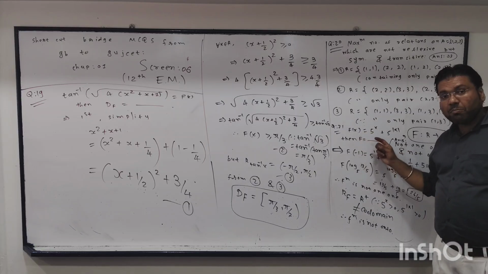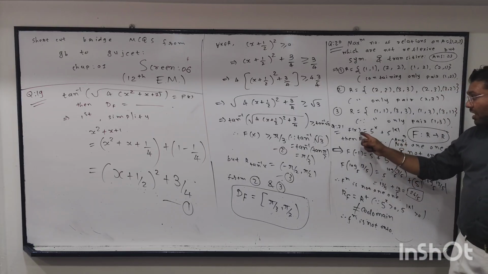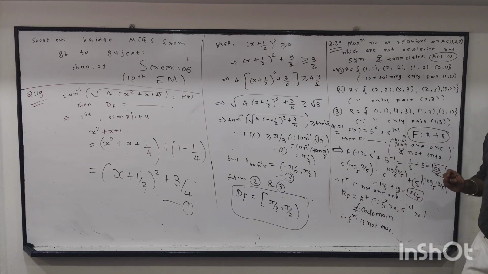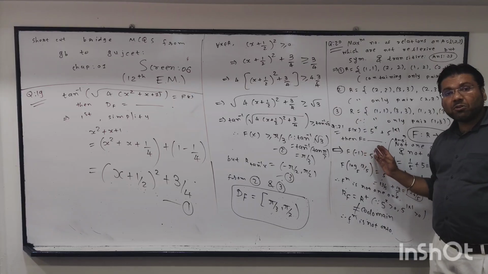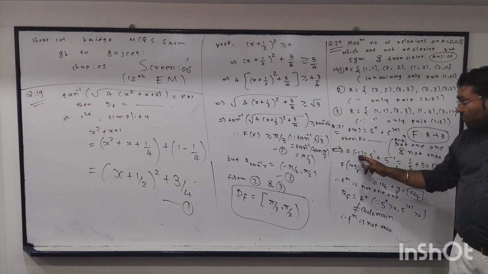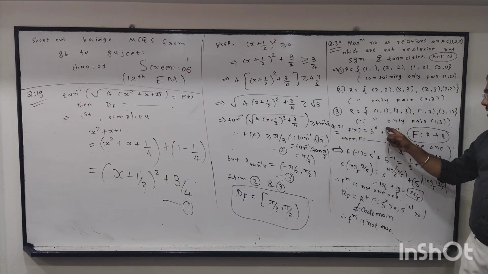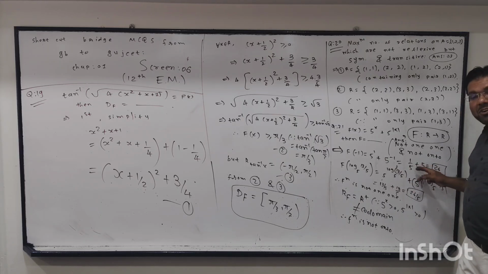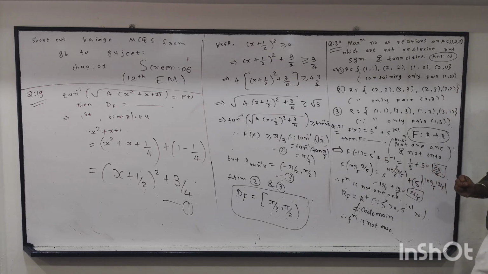Now the last question from my prediction MCQs, friends. f of x equal to 5 raised to x plus 5 raised to modulus x, f from R to R. Then the function will be which kind of function? First, just replace x by minus 1 both sides. We will get the answer 1 by 5 plus 5, that means 26 by 5.